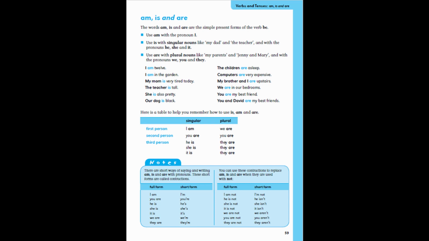That improves your vocabulary. So, first person, singular, I am, plural, we are. Second person, you are, plural, you are. Third person, he is, they are. She is, they are. It is, they are.